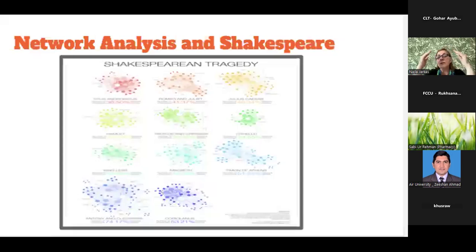Whenever there's an interaction between 2 characters, there's a line. So does it mean when we have the same genre, let's say tragedy, we know in tragedy there's a tragic hero and things follow a specific order. Does it mean they're going to have the same network? I don't think so. Okay?